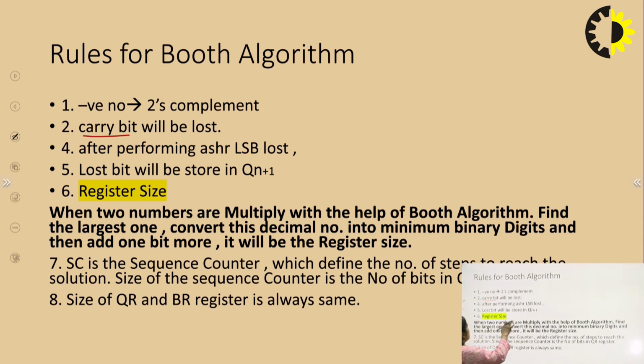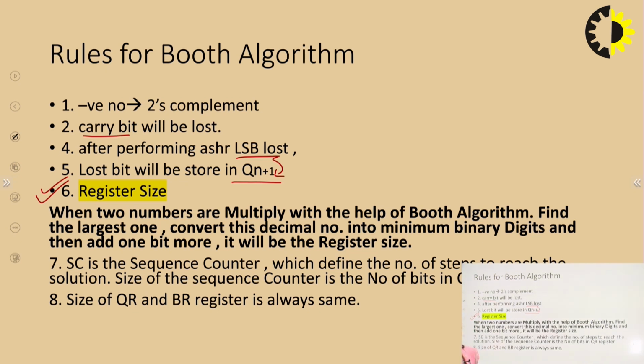That LSB will be stored in Qn+1. Whatever LSB is lost in the arithmetic shift right will be stored in Qn+1. And this is a very, very important point.